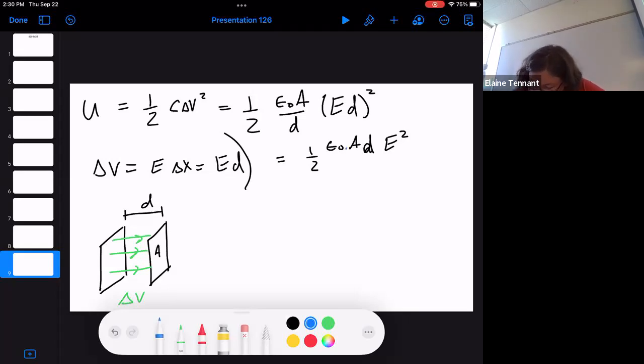And now take a look at this A times D. The A is the area of the plates. The D is the distance between the plates. Looking at that picture I drew of that parallel plate capacitor, what physical quantity would correspond to the area of the plates multiplied by the distance between them?